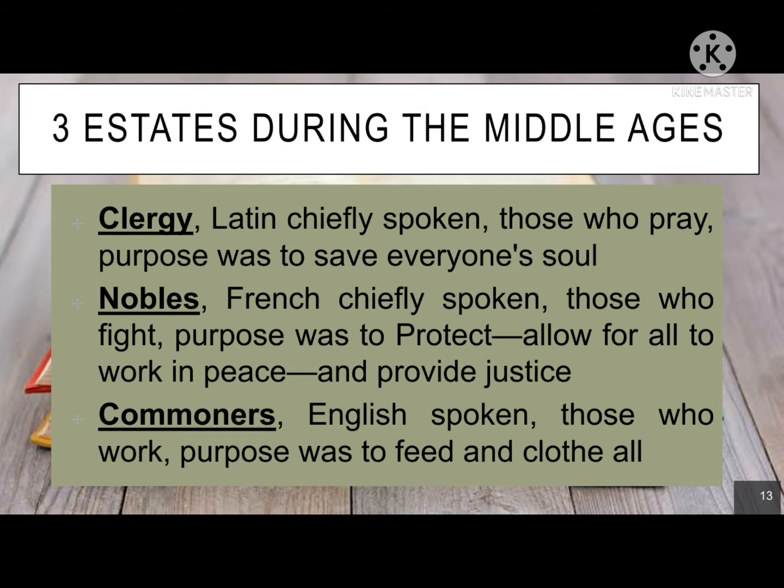The second one is the ruler. The main difference between the ruler and the clergy is that they speak French. Also, their role is to protect and give justice to the people. So if it needs them to fight, they would do so to secure their auxiliaries. Lastly, the commoners or the local people. The language used by them is English, and it is their function to provide service to all of the people. They are the common workers, if we would relate to the present time.